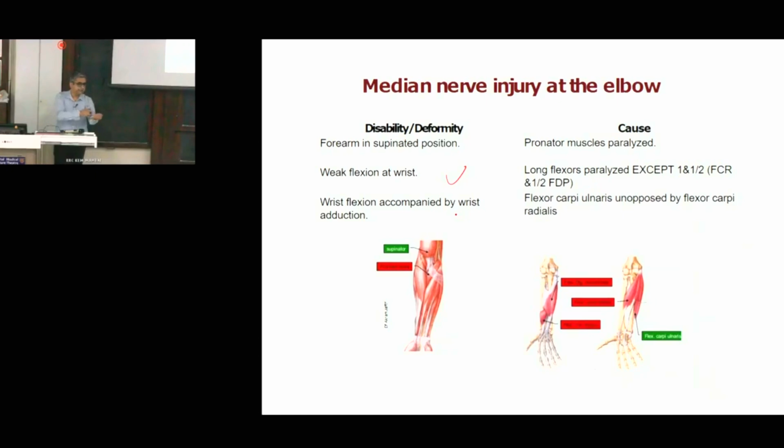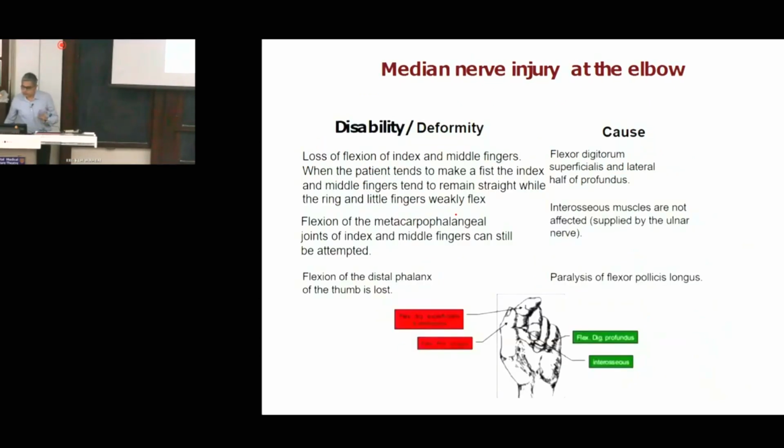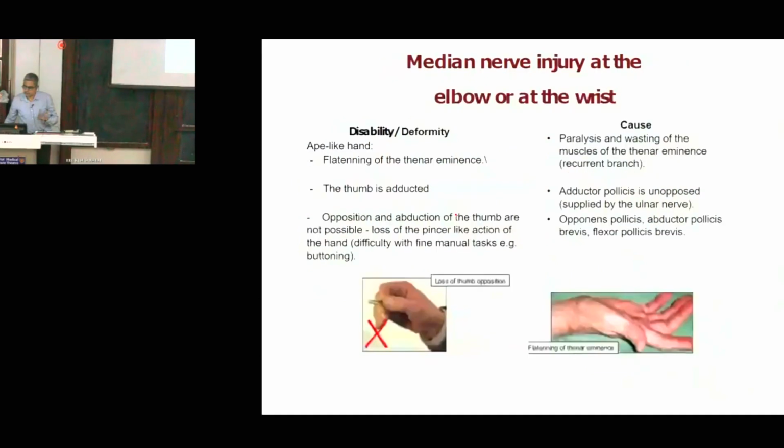But the wrist is deviated. When you ask for flexion, the wrist is deviated to the medial side because of flexor carpi ulnaris. That is how you differentiate whether it is the median nerve or the ulnar nerve. If the wrist is deviated to the medial side, it is because of the ulnar flexor carpi ulnaris and the medial half of flexor digitorum profundus. In the hand, okay.